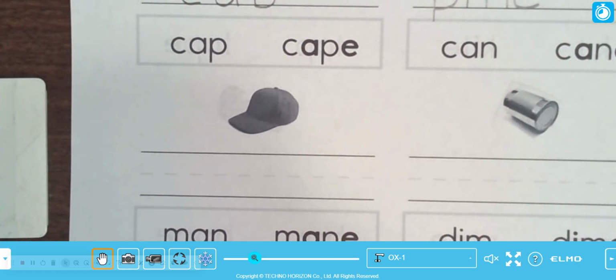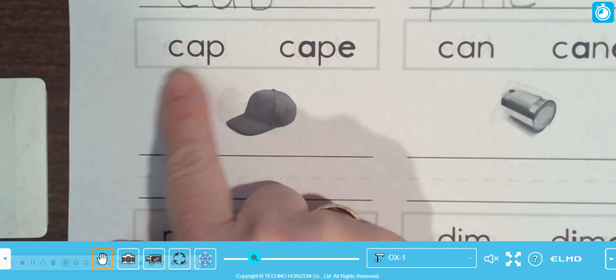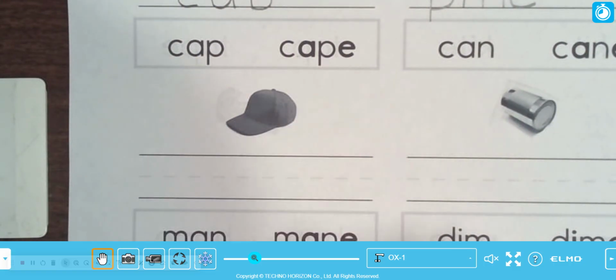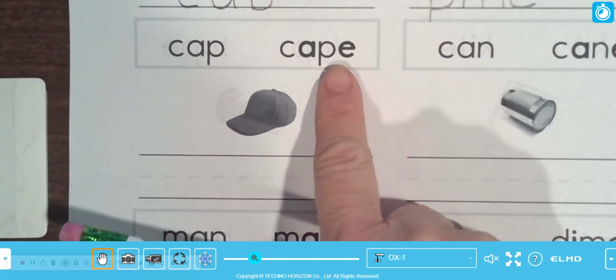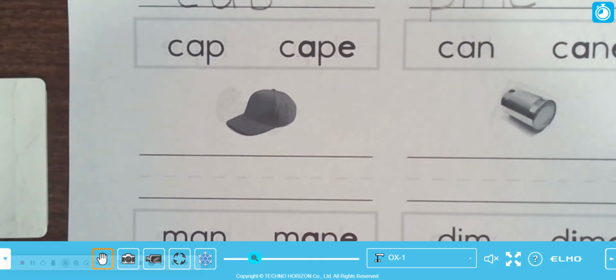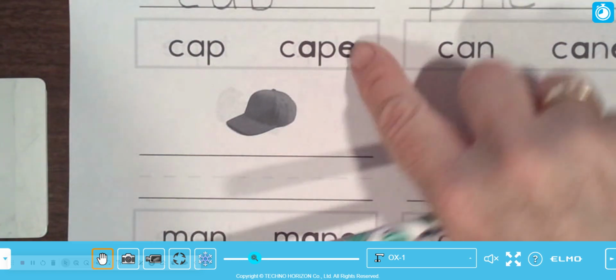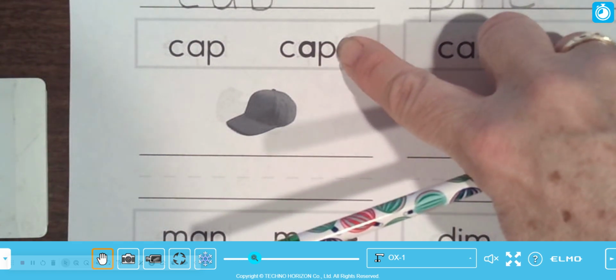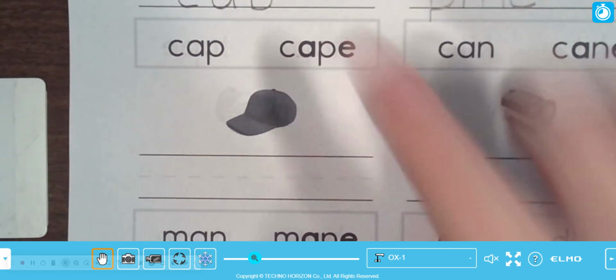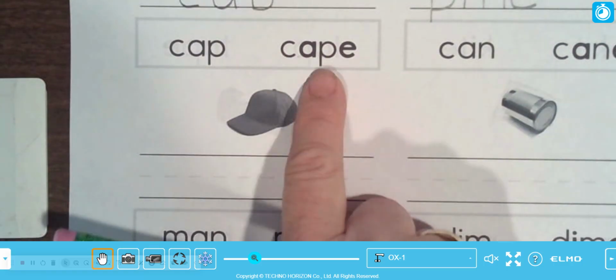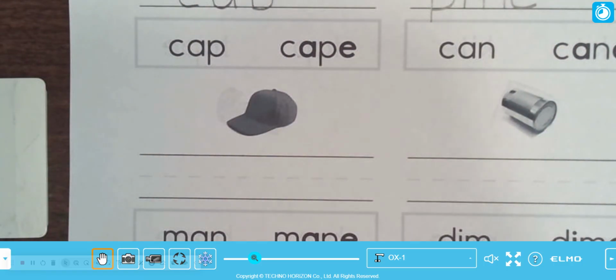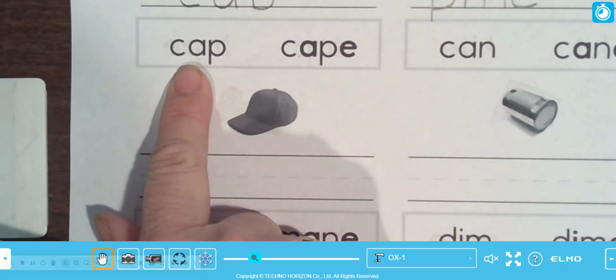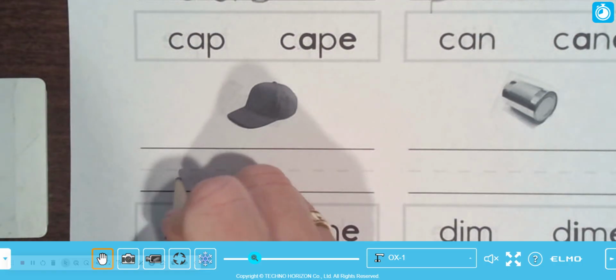Here we go. Okay. Do you know what word this is? It's the word cap. Do you know what word this is? Yep, it's the word cape because that silent E changes cap into cape. So which word goes with this picture? Yep, the word cap. So let's write it down here.